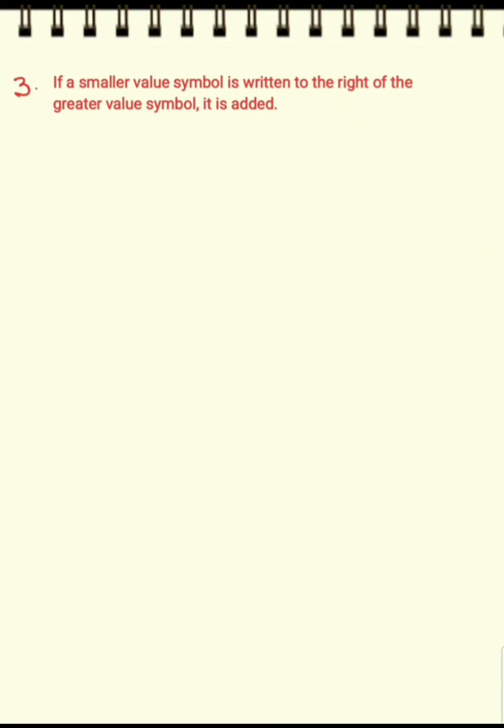The third rule is, if a smaller value symbol is written to the right of the greater value symbol, then its value is added. For example, if I write V over here and I write I to the right of this V, then the value of this I will get added to the value of V. It means it will become 5 plus 1, which is equal to 6. And this is the symbol for 6 in Roman numerals.